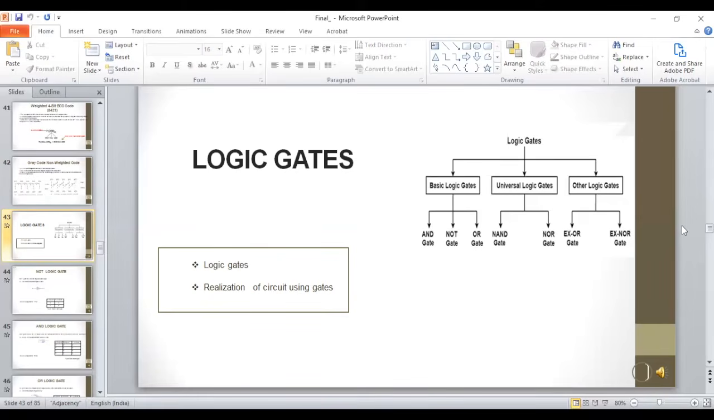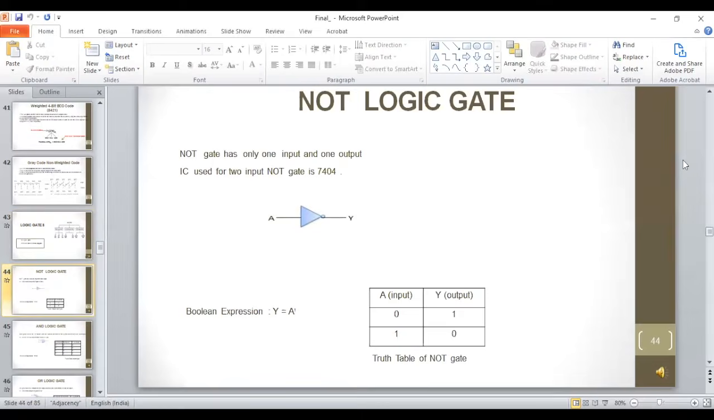And when I say these gates, remember the concept: when I say logic gates, I know it's AND, NOT, and OR, but universal logic gates I told you are NAND and NOR. So basic logic gates only come into the picture when the basic operations can be carried out. Now you can see the NOT logic gate.